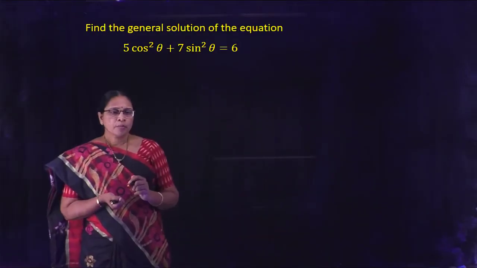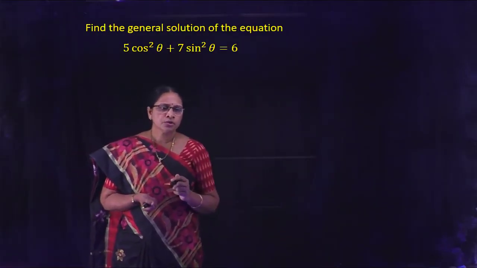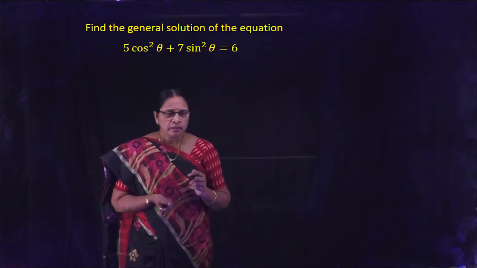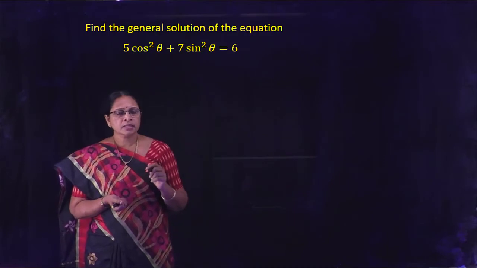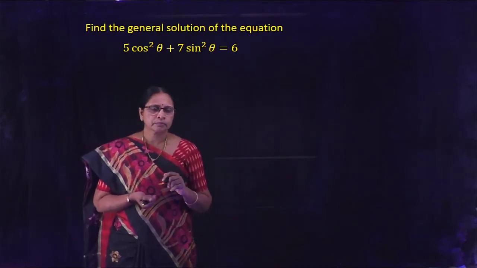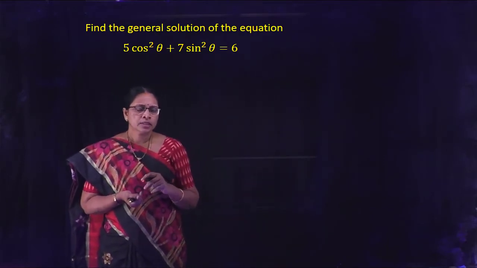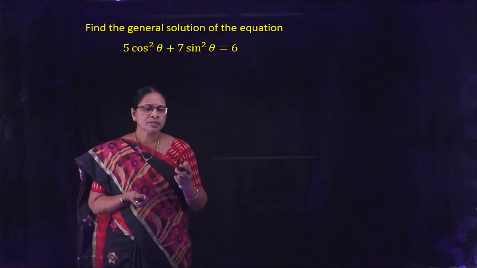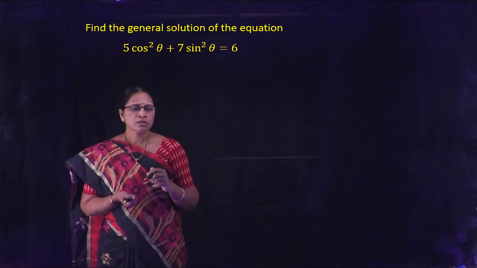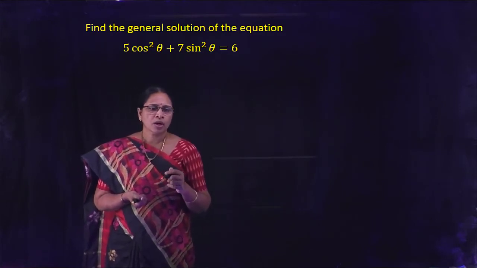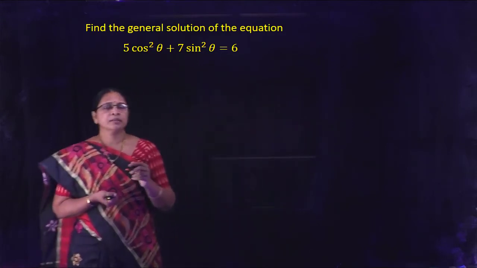See the next problem. Find the general solution of the equation 5 cos square theta plus 7 sin square theta is equal to 6. We convert the given equation into a single variable. For this, we can write cos square theta equal to 1 minus sin square theta.